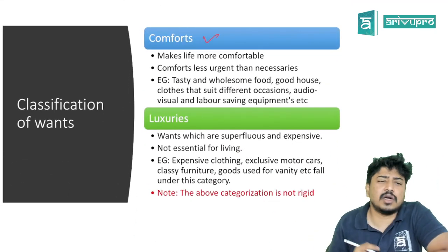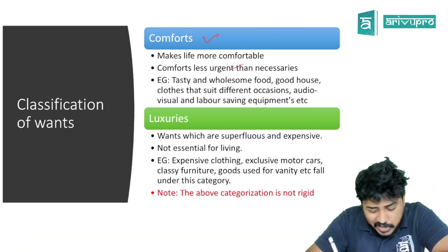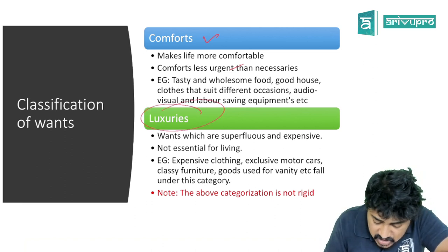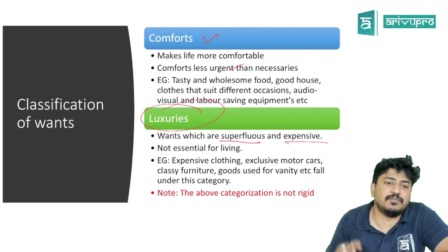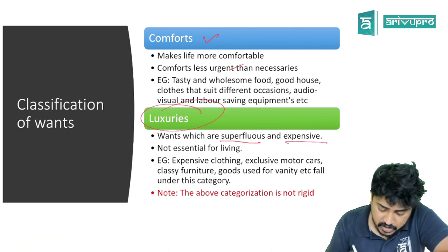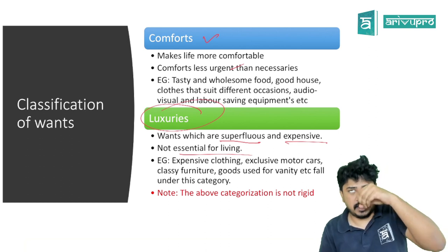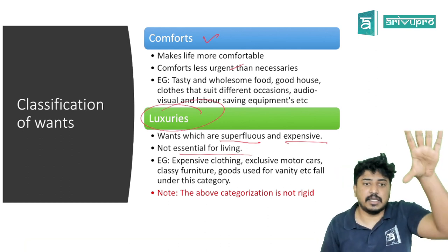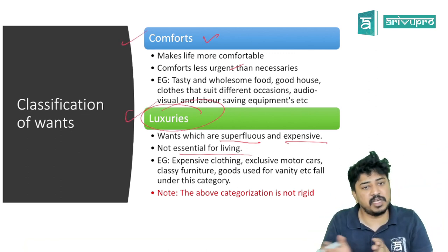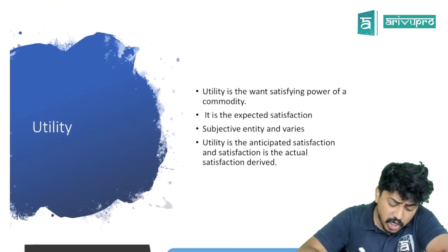Then comforts. What do comfort wants mean? Which make our life comfortable. They are a little bit less urgent than necessaries. Then luxurious wants, which are superfluous and expensive. They are not necessary for living, and they are a little bit expensive and superfluous. Now again, you cannot take a product or a need and say this will be under luxurious wants, this will be under comfort, because for different human beings it will differ. Please understand that.